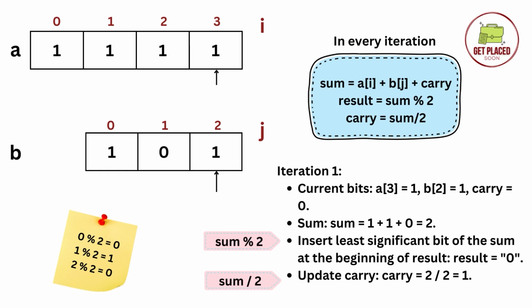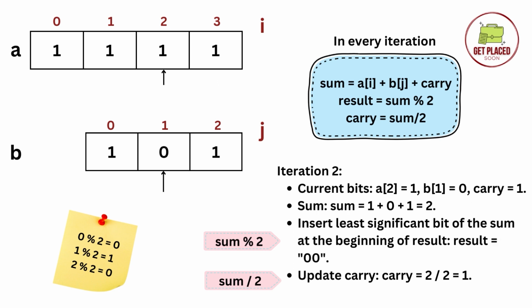So carry is equal to 1. This carry will be used in the next iteration. Now moving to the next iteration, you can look at the A and B strings. In the second iteration, for the A string, I is equal to 2. For the B string, J is equal to 1. So the values are 1 and 0 respectively. In the previous iteration we got carry 1, so carry is 1.